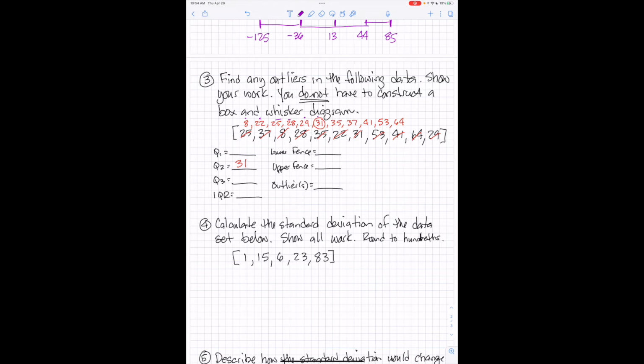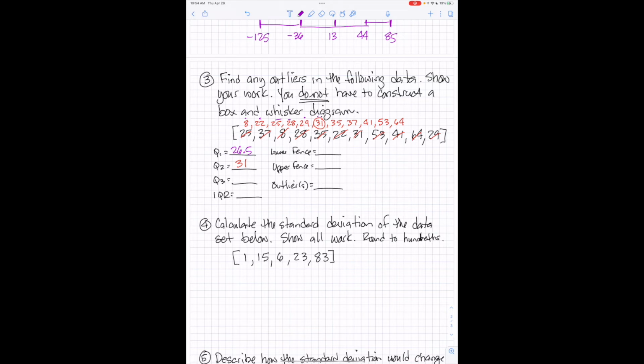So 25 plus 28 is 53. 53 divided by 2 is 26.5. So Q1 is 26.5. Same thing's going to happen over here.